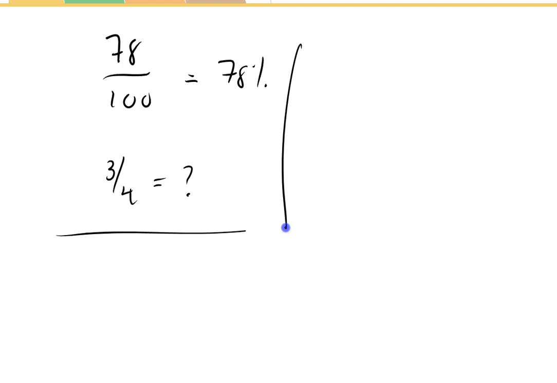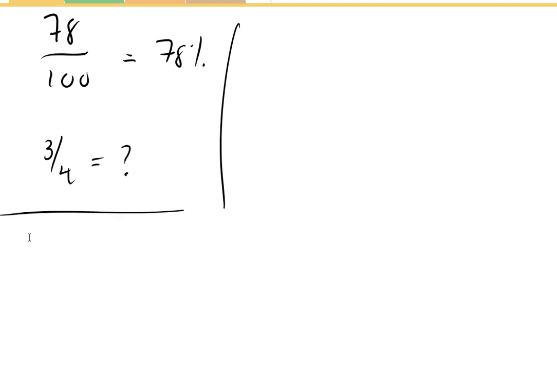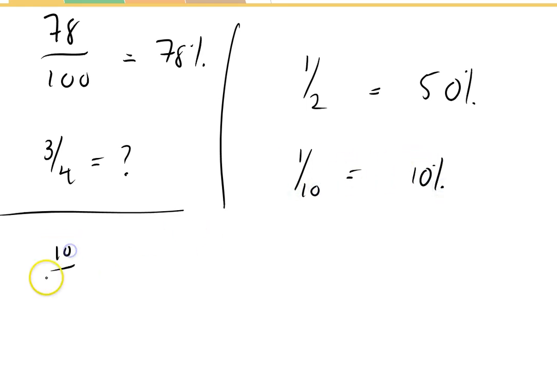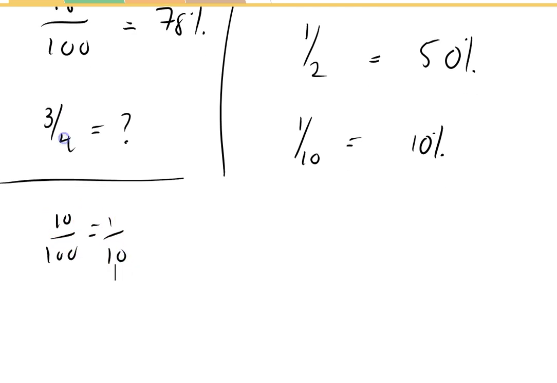Well, before I give you the full general amazing theory, there's a few that we know already. We know that a half equals 50%, because 50 out of 100 is just a half of 100. We know that a tenth is equal to 10%, because 10 out of 100 equals 1 out of 10. Okay, well, what else can we figure out from this?